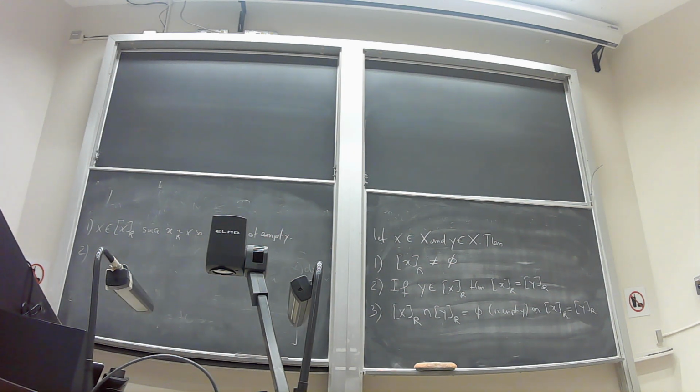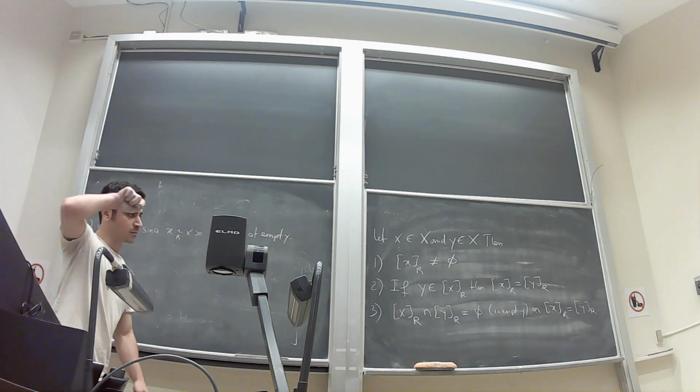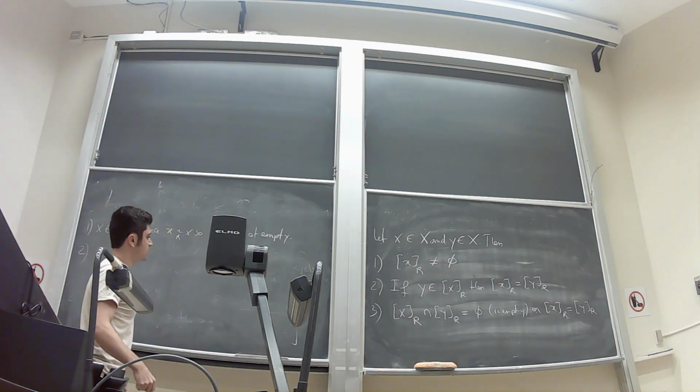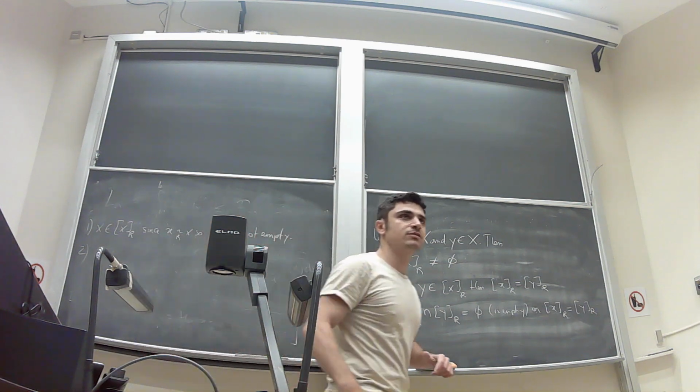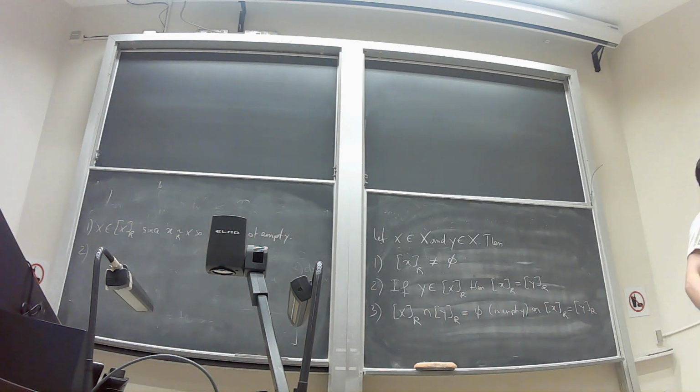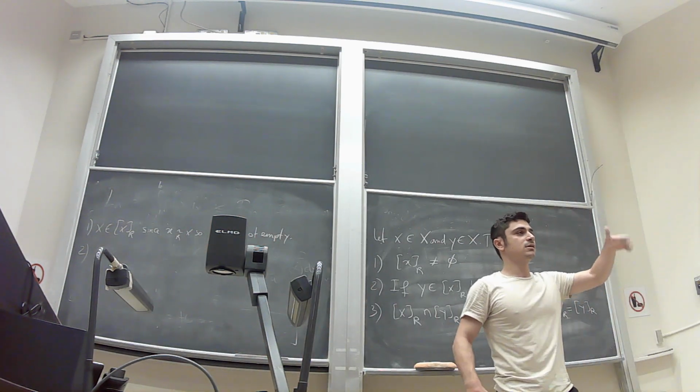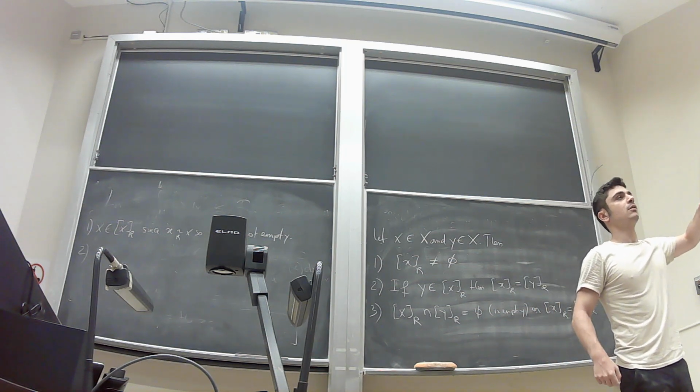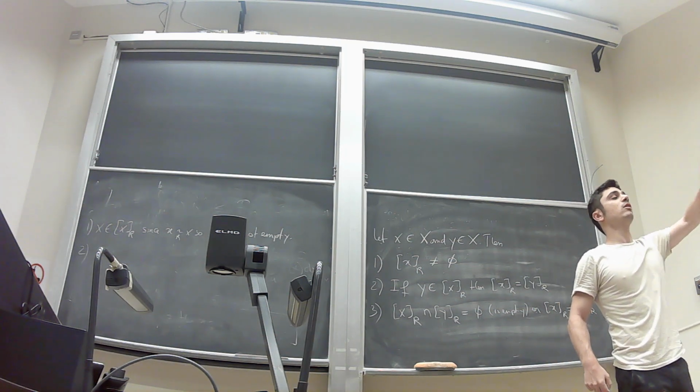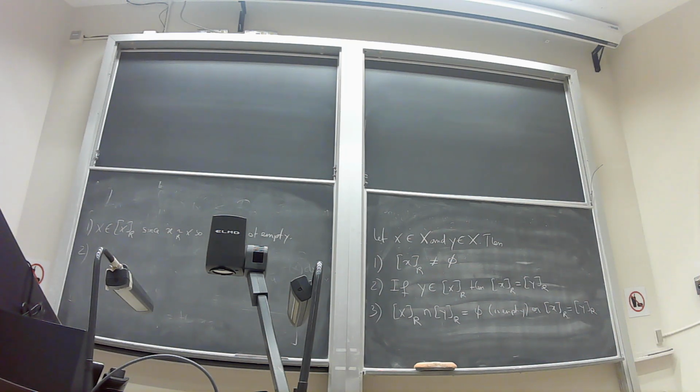Two. What do I need to show? I need to show that if y is related to x, then the equivalence class of x is equal to the equivalence class of y. Maybe I can do an example later to show you how this works. Okay, maybe we can do an example actually here. Let's do the column example. So you're Nathan and you're Damien, right?